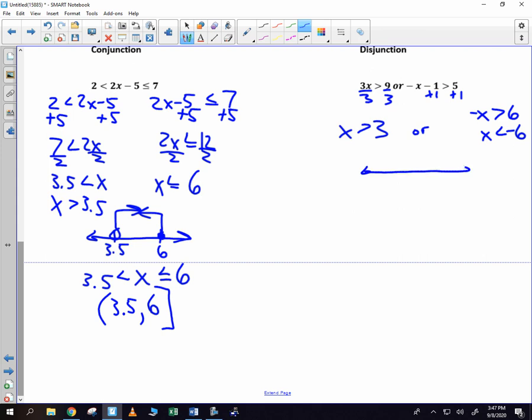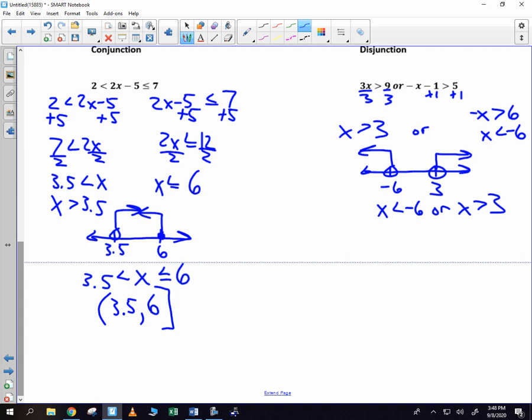If we plot these, we've got negative 6 and we've got 3. We put an open circle on the 3 with an arrow that way because it's greater than 3, and an open circle on negative 6 with an arrow the other way. So that's the graph, and it's a disjunction because they go apart. As an inequality, we just write it like it is up above: x is less than negative 6 or x is greater than 3. Just one of those has to be true in order to satisfy the solution.